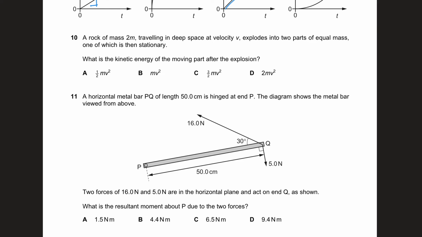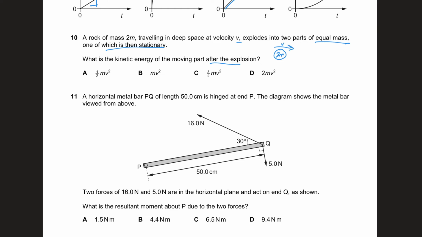Question 10 says, a rock of mass 2m traveling in deep space at velocity v explodes into two parts of equal masses, one of which is then stationary. What is the kinetic energy of the moving part after the explosion? So let's say we've got this rock, mass 2m, traveling to the right with velocity v.